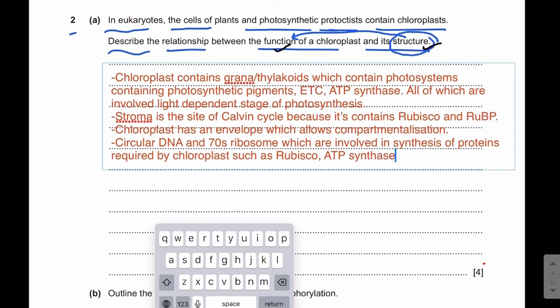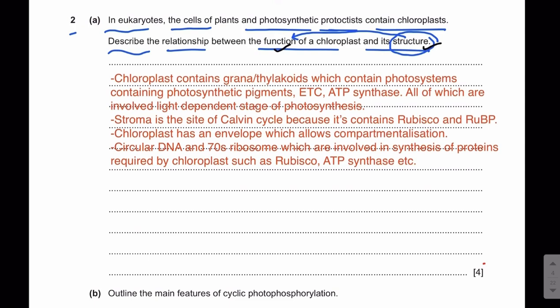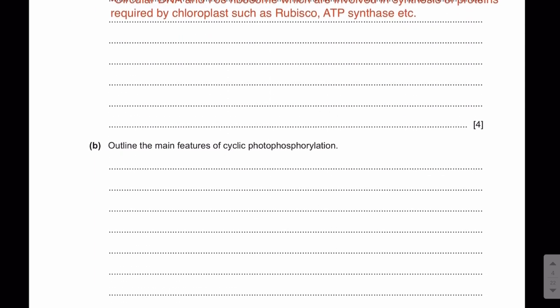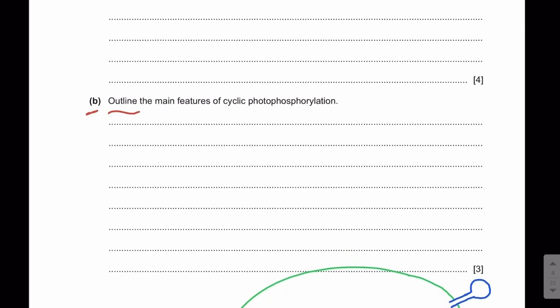So guys, we have written 4 points over here. We can also write more points as I discussed earlier, right? Now let's move on to part B, outline the main features of cyclic photophosphorylation.